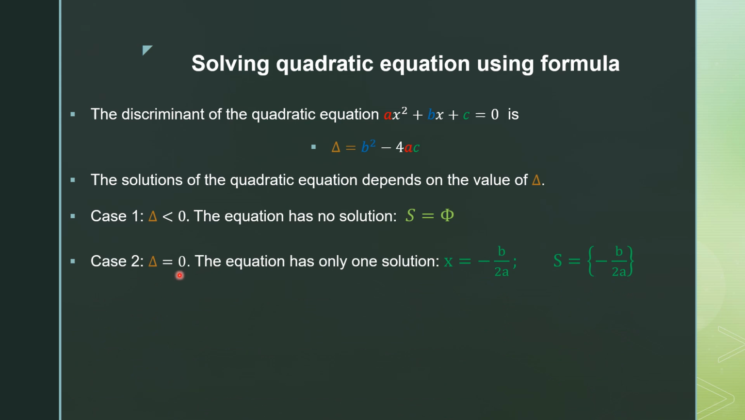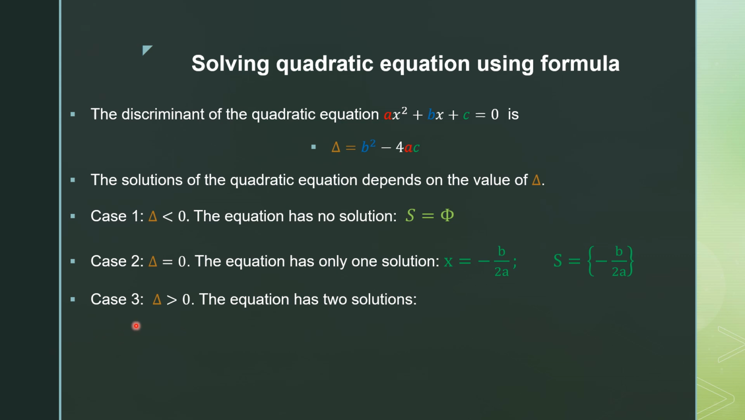Case 2, if delta equals 0, then the equation will have only one solution. So x will have only one value, which is equal to minus b over 2a. Actually, we can use this formula to find that value of x, minus b over 2a.